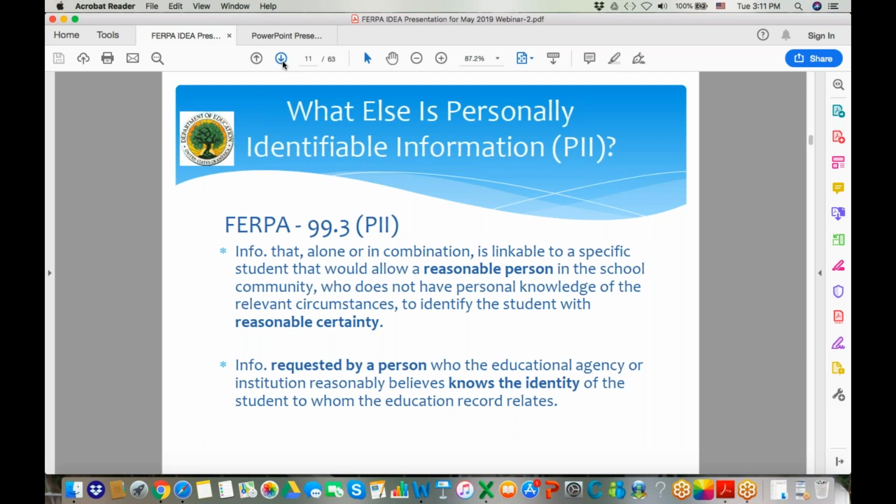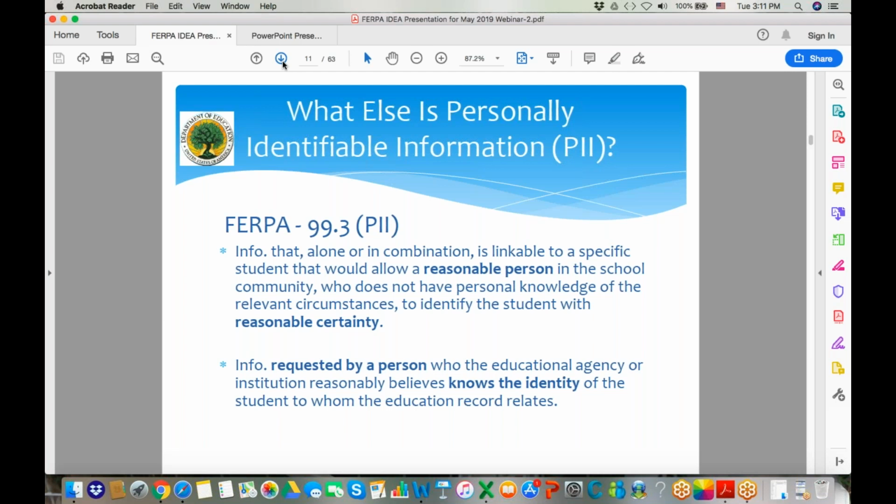If I was on an in-person presentation, I usually do a little story about Peter Pan and Captain Hook, in which case I say if we talk about a student who has a wooden leg, a patch for an eye, not saying the name, but having this couple of identifiers, you can piece it together that we're talking about Captain Hook. So that's kind of what we get at with this first bullet under PII. It's those things that, although individually they might not be PII, when you put them together, you can figure out the identity of the student with reasonable certainty. The second caveat is information requested by a person who the educational agency believes knows the identity of the student.